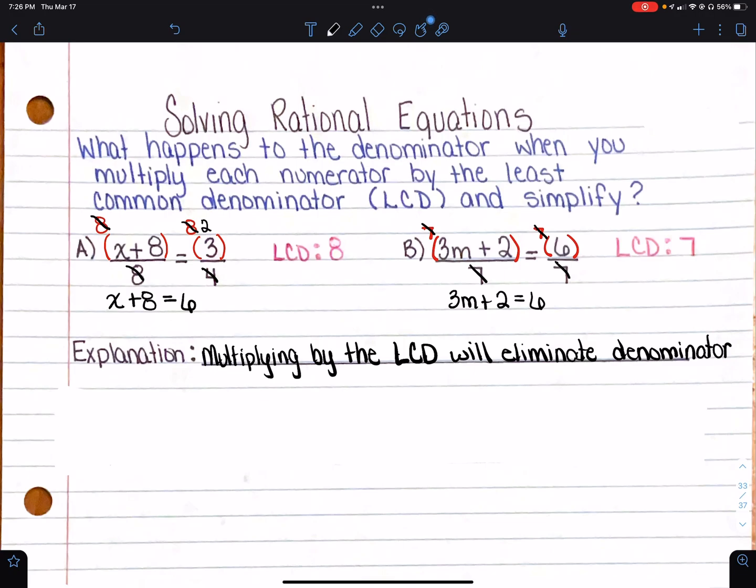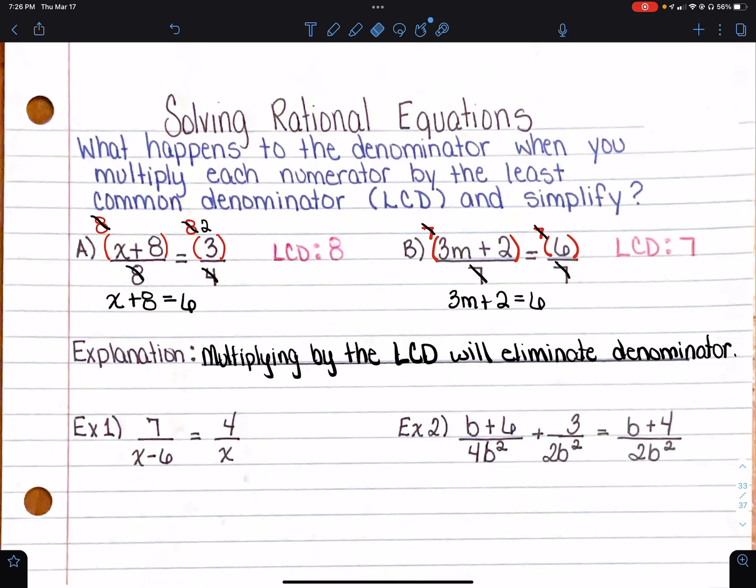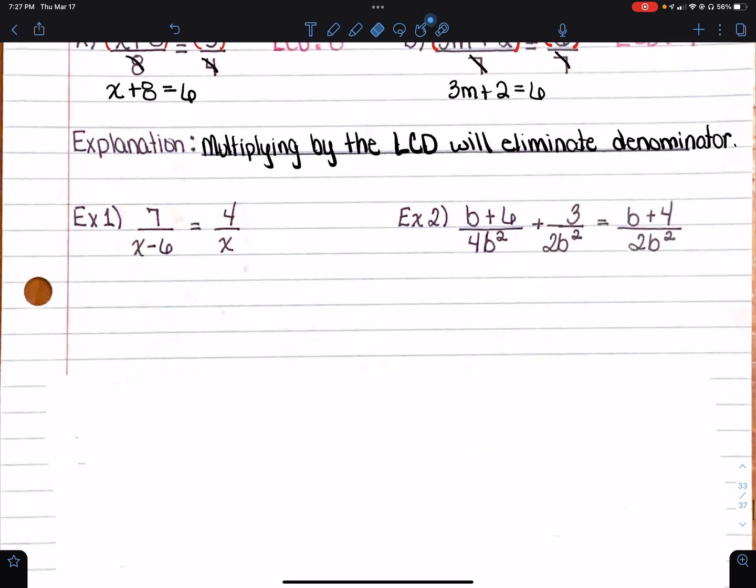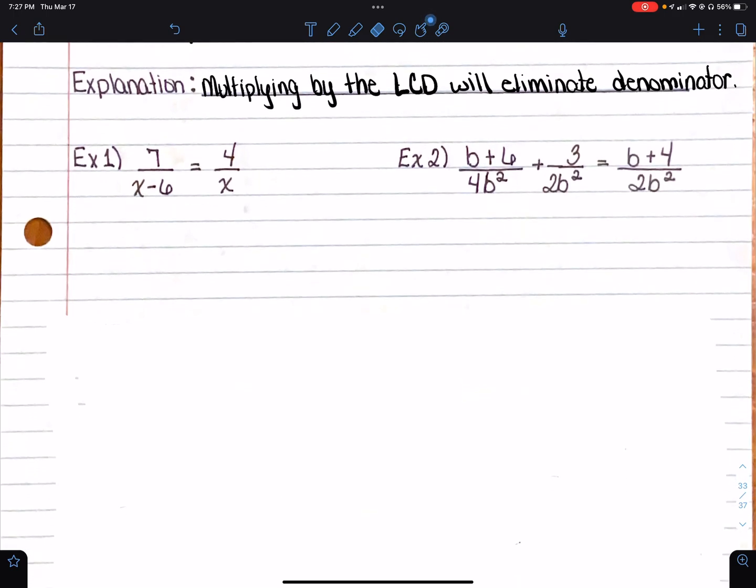Okay. All right, so let's go on and look at a couple different types of examples that we're going to be using when we're solving rational equations. Okay. So there's two types of rational equations that I have here in example 1 and example 2. In example 1, I've got a fraction that is set equal to a fraction. In example 2, I have two fractions being added together and then they're set equal to another fraction. So all these fractions, first thing we want to do is we want to go ahead and get rid of that denominator. Okay, so we can multiply both of these by the least common denominator and we'll eliminate that denominator.